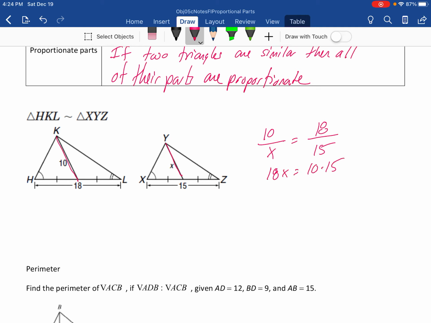So this is going to be 18x is equal to 10 times 15. 18x is equal to 150. And so 150 divided by 18, x is equal to 8 1/3. Okay.